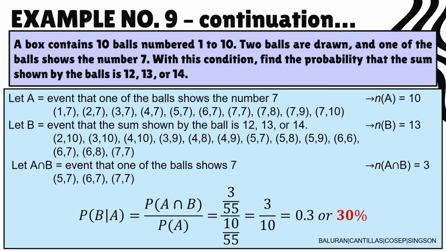And then, we will use the formula. The probability of event B given A is equal to the probability of the intersection of event A and event B divided by the probability of A, which is equal to 3 over 55 divided by 10 over 55, which is equal to 3 over 10. And to simplify that in decimal form, it gives us 0.3, or in percentage, 30%.